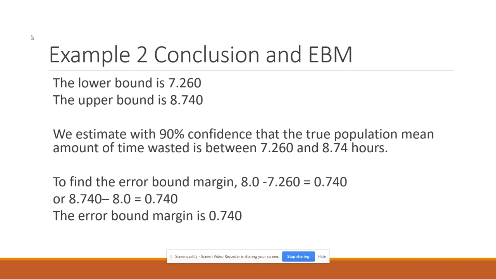To find the error bound margin, I do the sample mean minus the lower bound to get 0.740, or I do the upper bound minus the sample mean to get 0.740. Since both are the same, the error bound margin is 0.740.